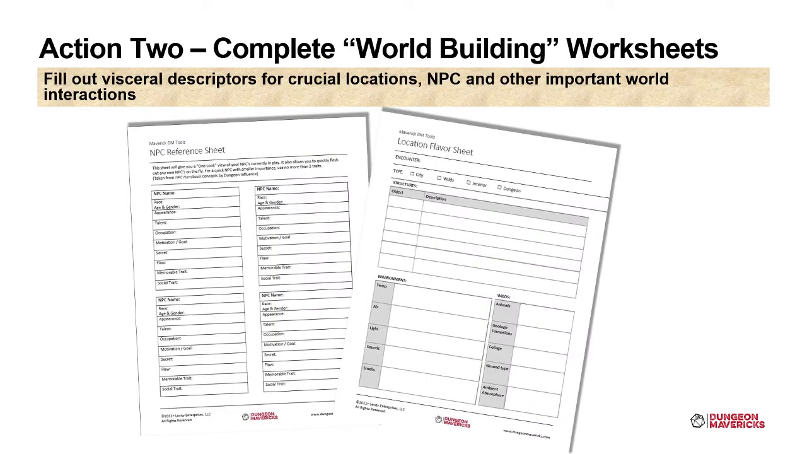Once your plot point sheet is done, you're going to fill out your world building worksheets. And this includes an NPC reference sheet, which gives you a one look of all of your prominent NPCs, and it allows you to easily figure out who has which personality and their memorable traits. It also includes a location flavor sheet, which you use to fill out colorful descriptions about your locations within your game world. It makes it easier to describe what the players are seeing as they arrive at various locations.